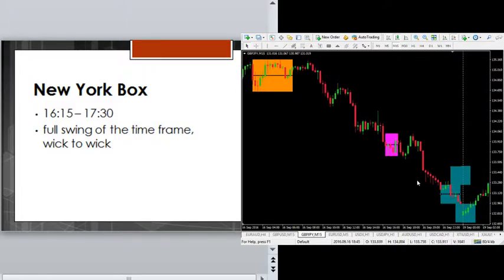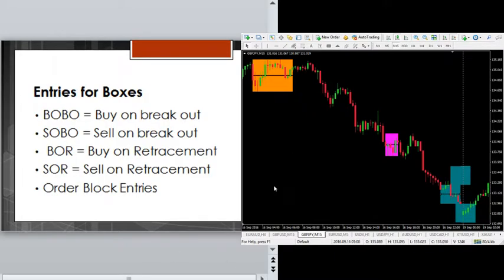Alright, so here is an example of a good entry. What are the possible entries for the boxes? You will always consider a buy on breakout, a sell on breakout, a buy on retracement, a sell on retracement, or order block entries, which will be discussed in the next few slides. So for an example here, at the September 19 movement, this is a good buy on breakout. So we're considering a buy here.